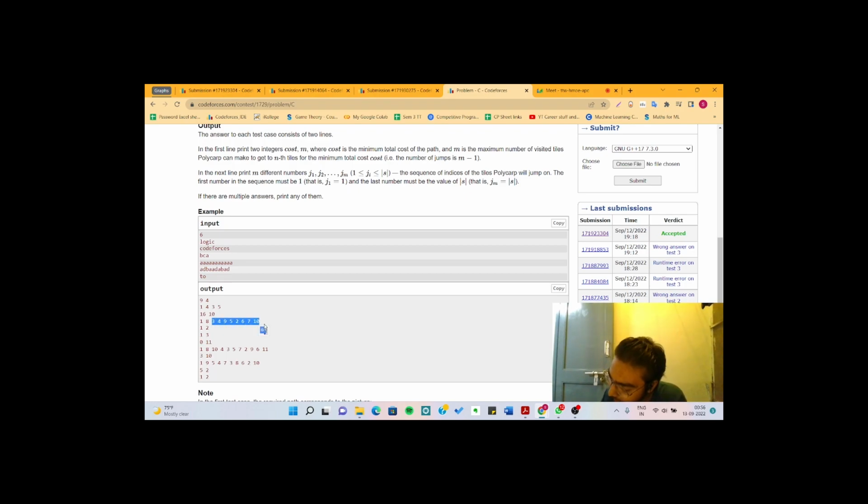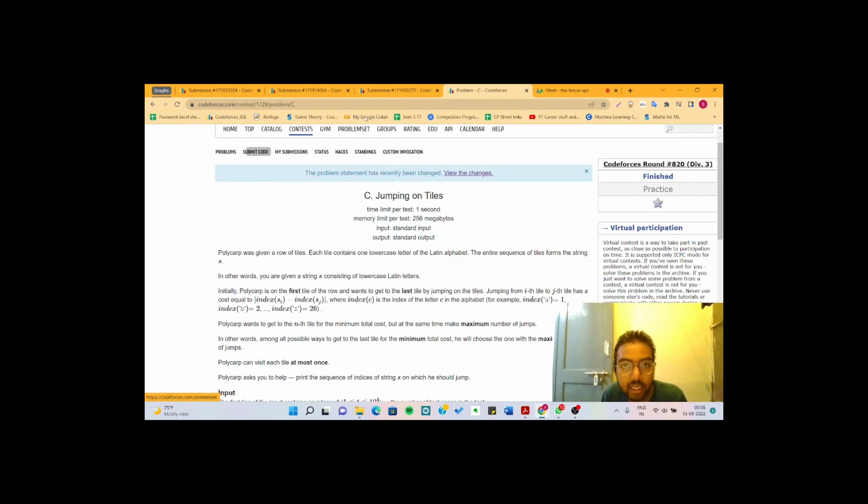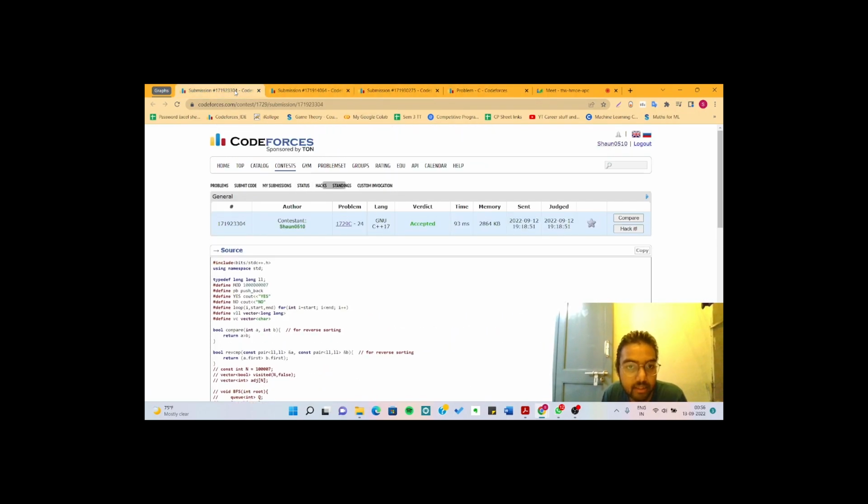And from here the minimum cost is 19 minus 3, and the maximum moves that we did, the maximum steps we took will be basically all of this. So those are the 10 indices. Now let me show my code here, which will clarify how I basically implemented this. So this is the code for the C question.